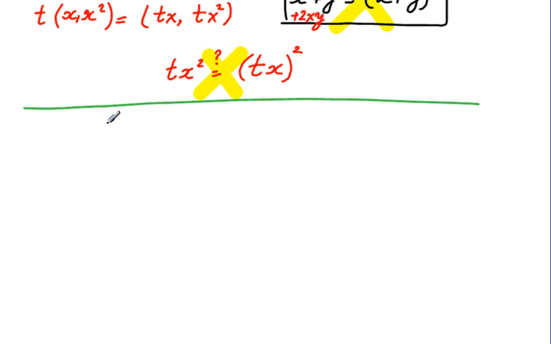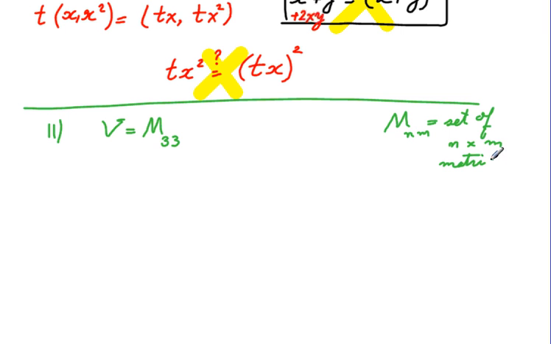Some of these problems turned out to be a tad bit less visual, or perhaps higher dimensional. Like problem 11 says, let's consider a background space M33. The book uses M with subscripts, the set of n by m matrices. Okay, the set of all matrices of a certain size. So here we are looking at 3 by 3 matrices.